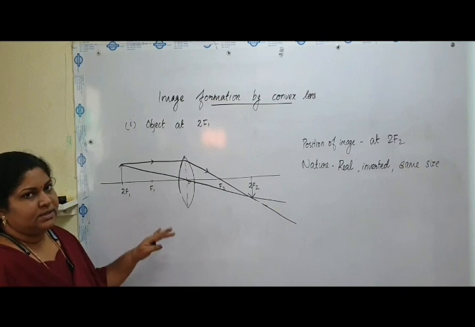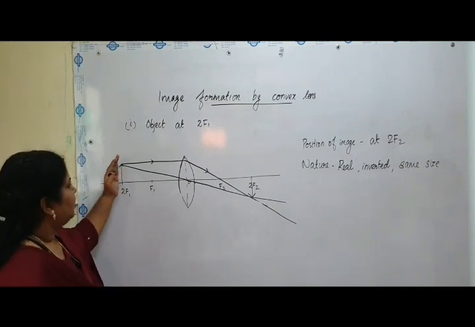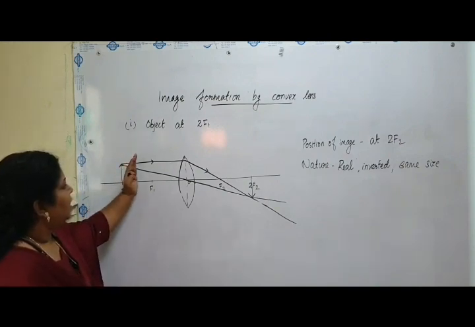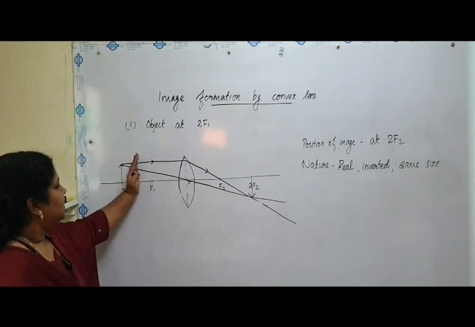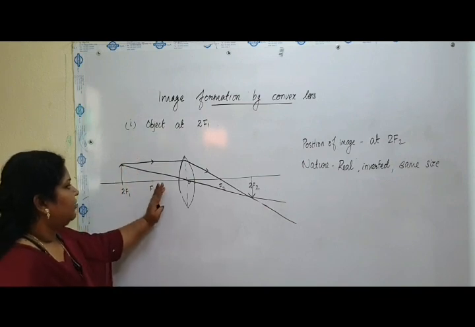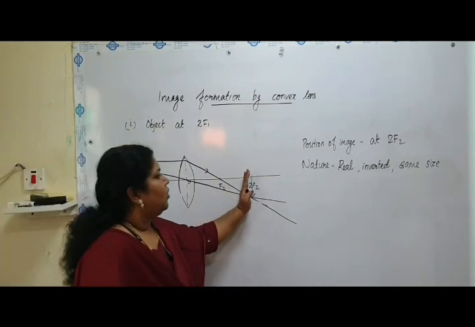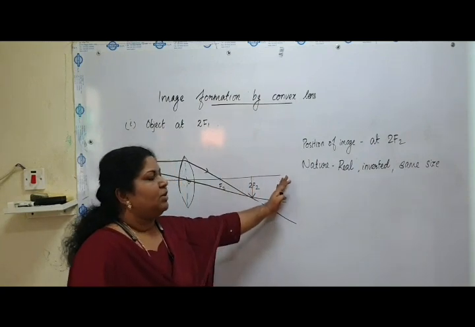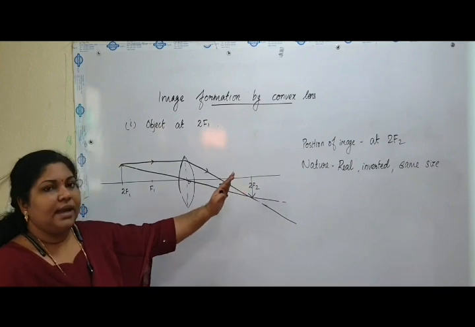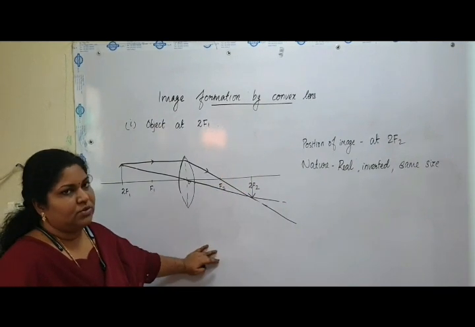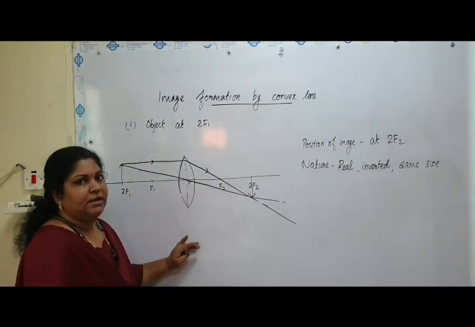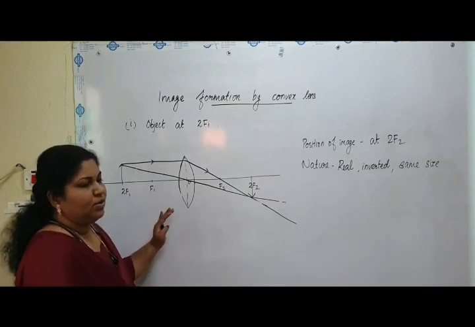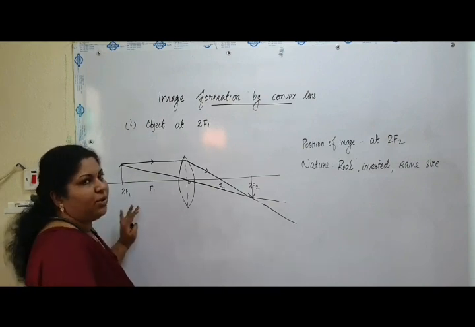Now you can guess the next case. When you are moving this object from 2F1 to here, that means when the object is between 2F1 and F1, this image will go beyond 2F2. So that image will be real, inverted and enlarged also. So that is the next case that you draw as your work. It is a task which is given to you.